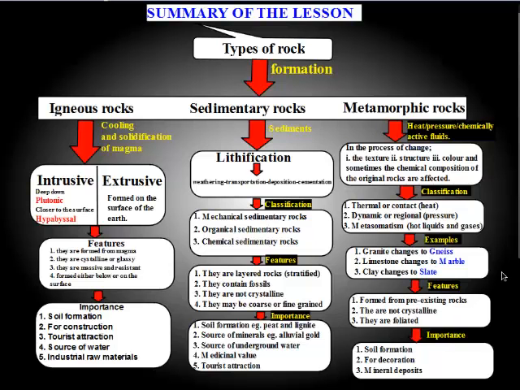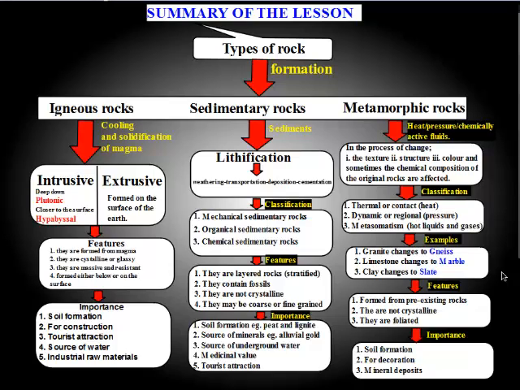Now let's look at the summary of the lesson. We looked at the types of rocks. Already we've talked about igneous rocks and sedimentary rocks. So today we talked about metamorphic rocks. We said metamorphic rocks are rocks that are formed as a result of heat, pressure, or chemically active fluids.